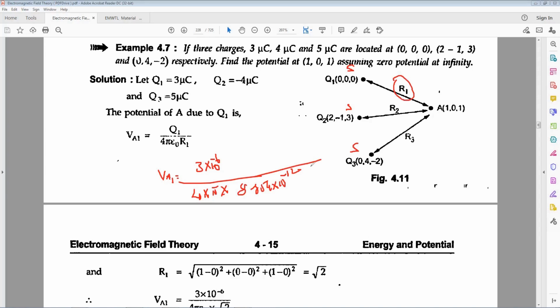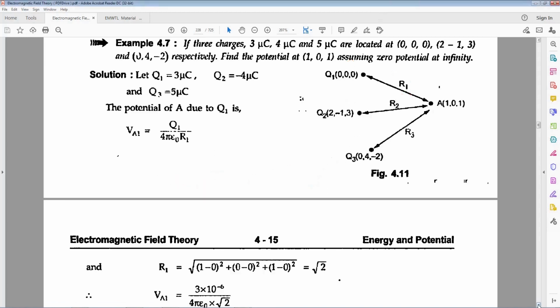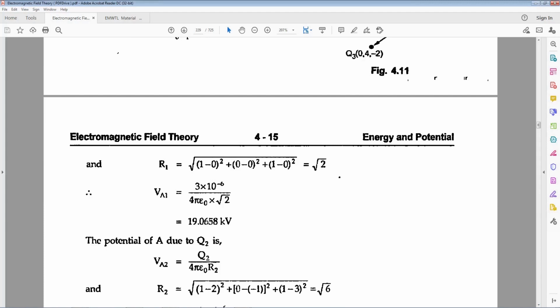under root of 1 minus 0 whole square, 1 square, and 0 minus 0, and 1 minus 1, 1 minus 0 whole square is 1 square. It is 2, under root of 2 value. Got it, my students? Substitute the values and calculate V_A1. V_A1 is equal to 19.06 kV.